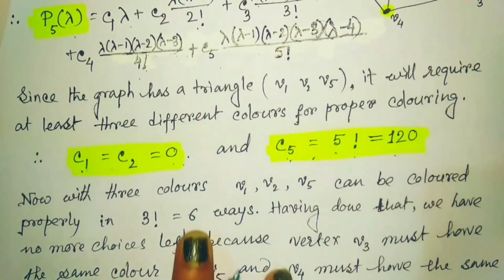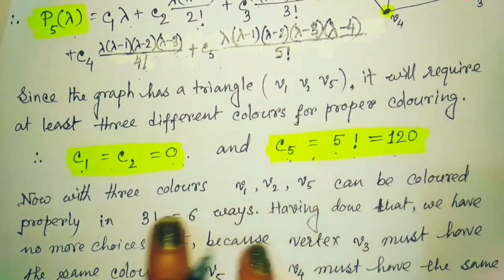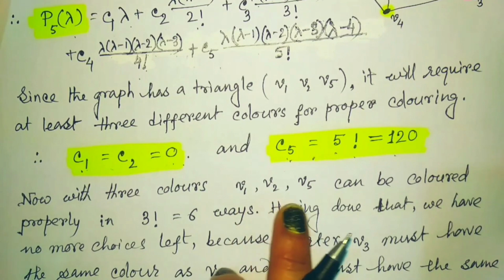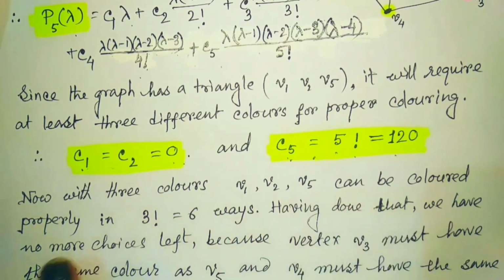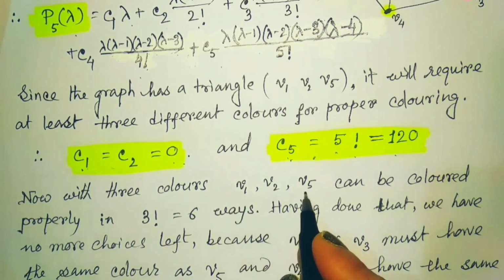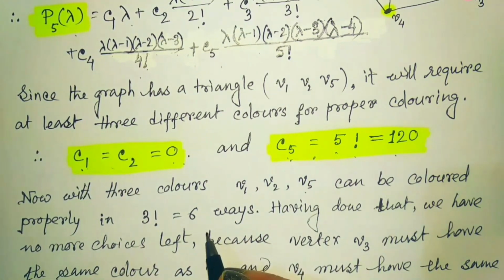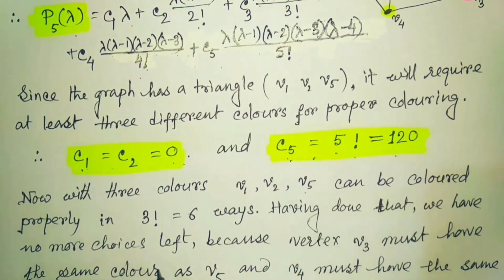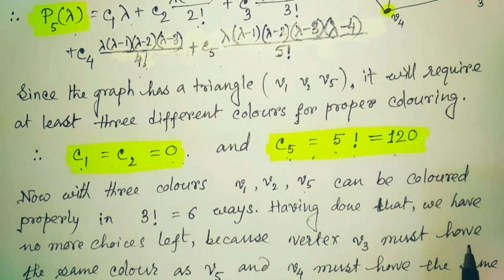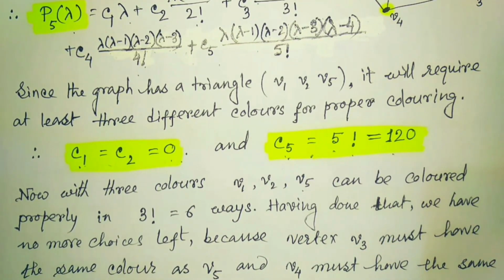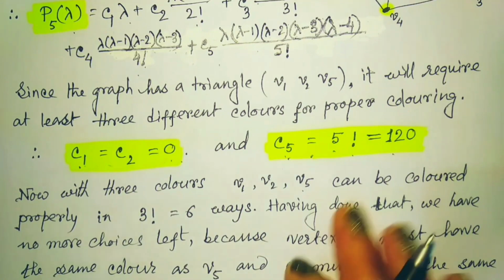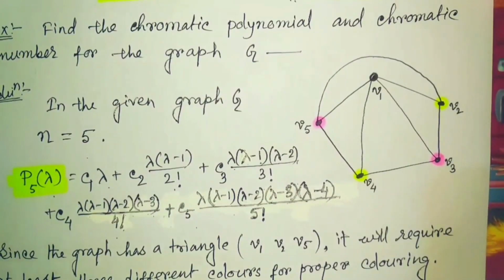Now with three colors, the vertices V1, V2, V5 can be colored properly in 3 factorial ways. V1, V2, V5 having three colors. So these three colors can be chosen in 3 factorial ways. So having done that, we have no more choices left because vertex V3 must have the same color as V5 and V4 must have the same color as V2.